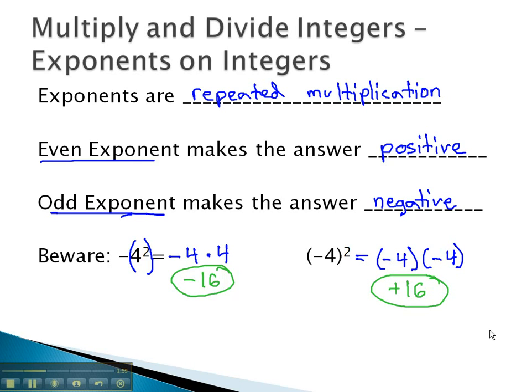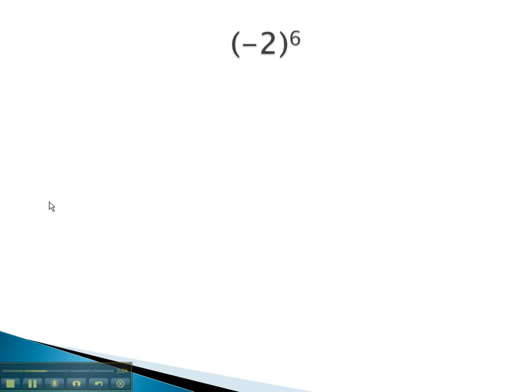All right, with that in mind, and specifically looking at the examples of even exponents versus odd exponents, let's take a look at negative 2 to the 6th power. We see that this exponent of 6 is even, so we've got an even number of negatives multiplied together. Means our answer is going to be positive. Positive what? Well, we've got 6 2's: 1, 2, 3, 4, 5, 6 multiplied together.